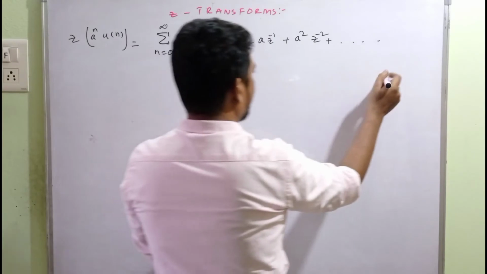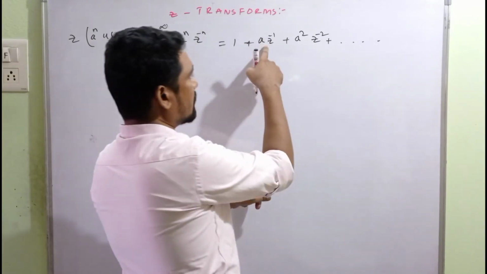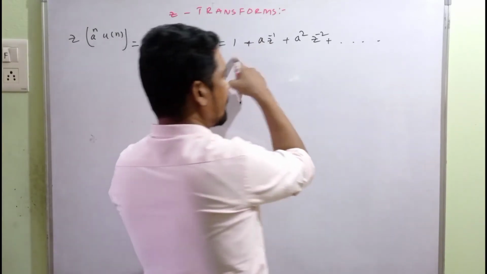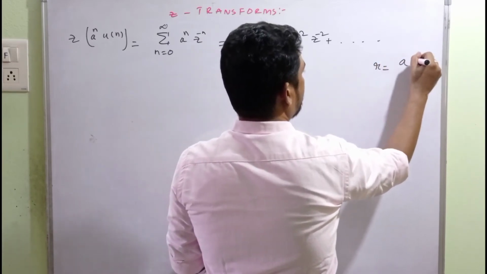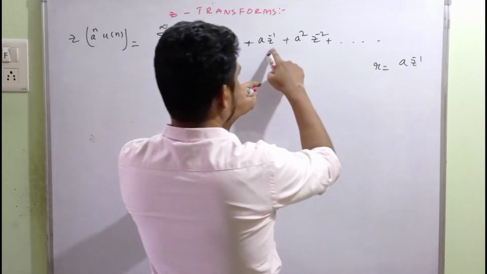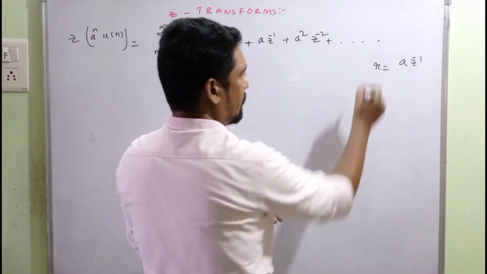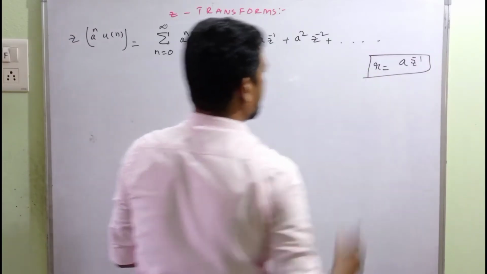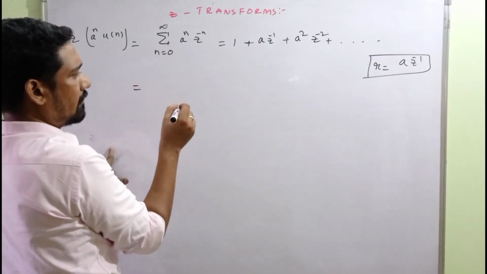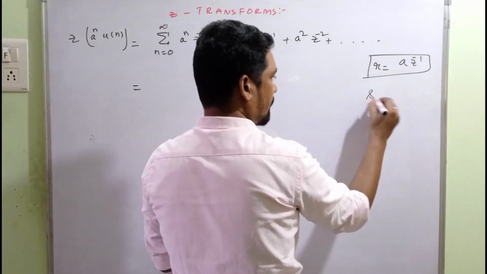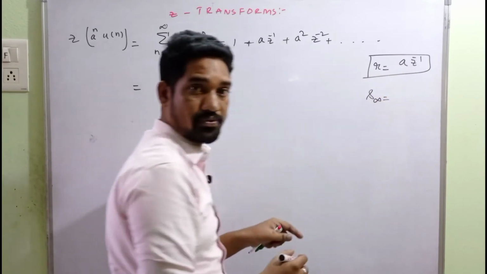The same way, what will be the common ratio? The second term by the first term gives us the common ratio r equal to, what is that? A z raised to minus 1. The one gets cancelled and we are left with this as the common ratio, right? And in that way we have the reduction of the infinite summation, a geometric series.